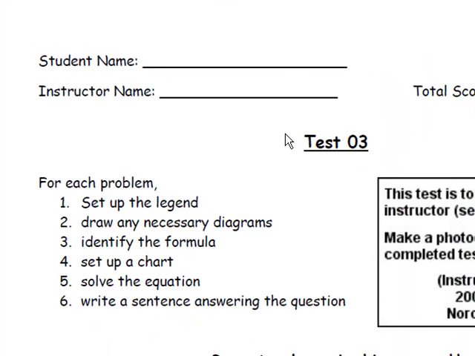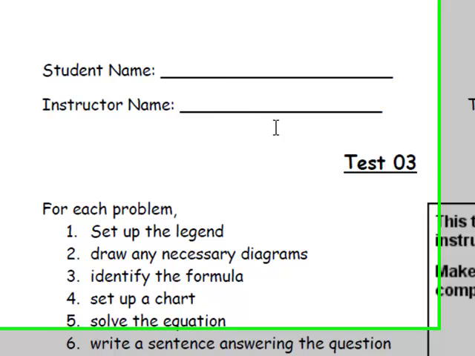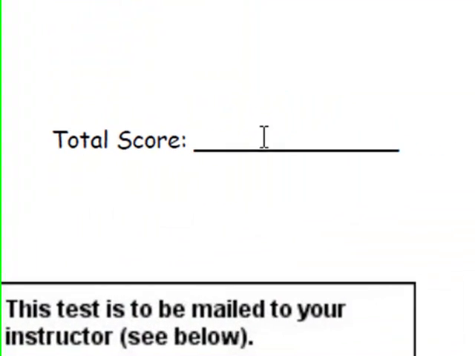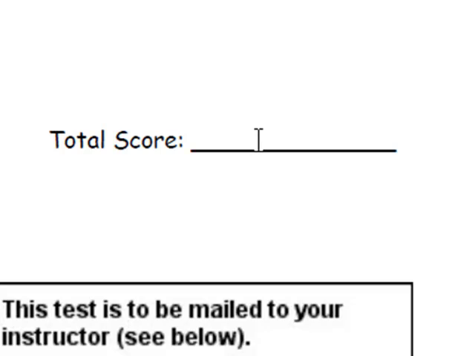Well, here's our Test 3. Actually, this is a sample test. So we're going to be discussing this very test in just a little bit. But, of course, you need your name and your instructor's name. Total score. This is worth 25 points, by the way.